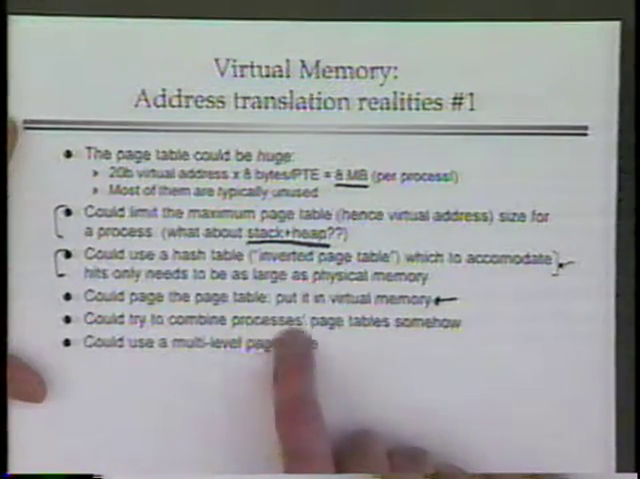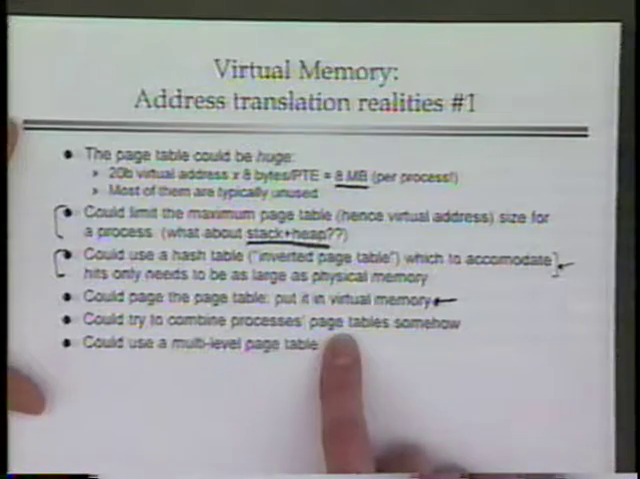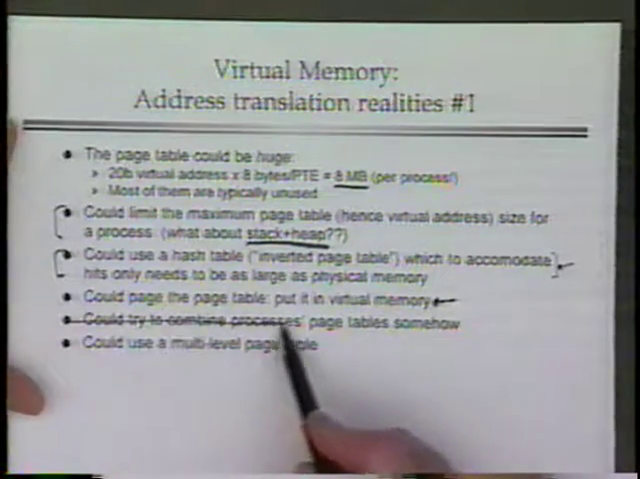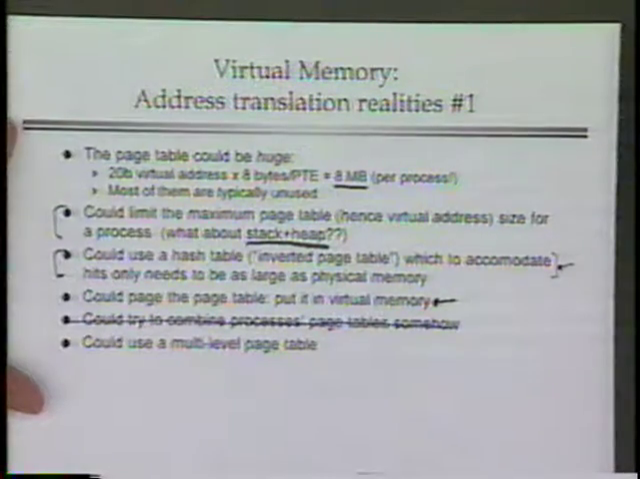You could try to combine the page table for multiple processes into one page table. That's not going to win you very much because you've still got the problem that an individual page table for a single process is enormous.